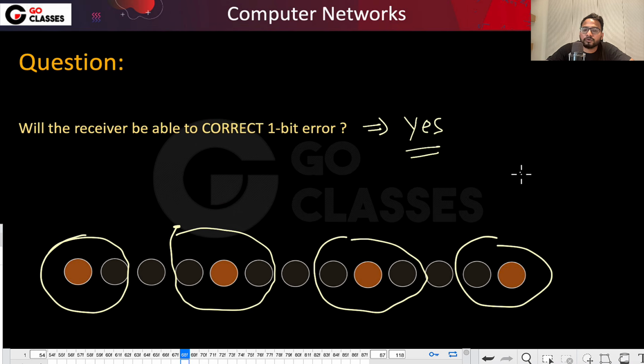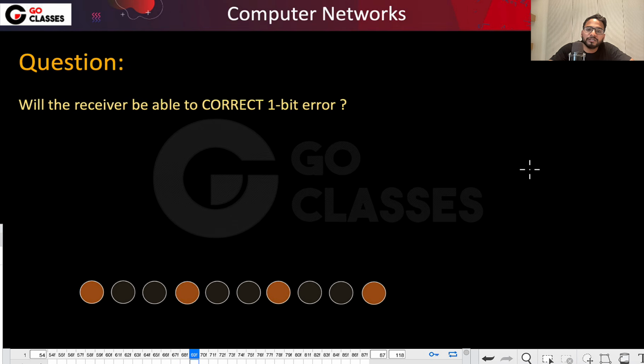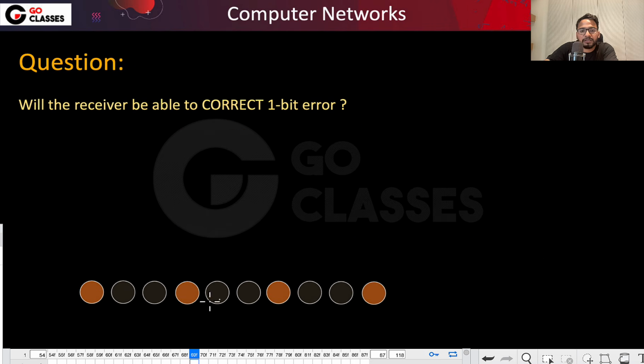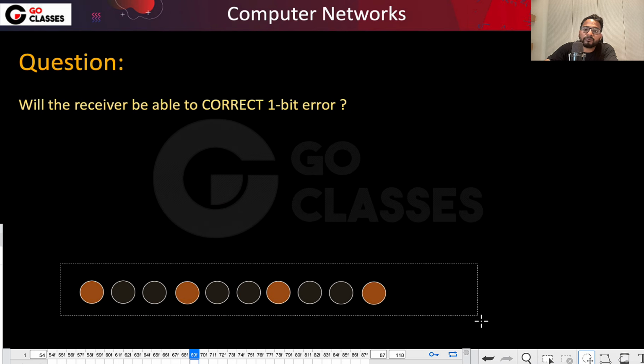Will the receiver be able to correct one bit of error? Answer is yes. In the same question, with a little bit of change: will the receiver be able to correct one bit of error? Earlier there were three invalids in between, but I think now there are two invalids in between. Now tell me, will the receiver be able to correct one bit of error?